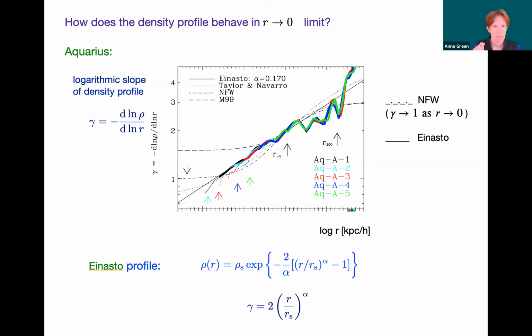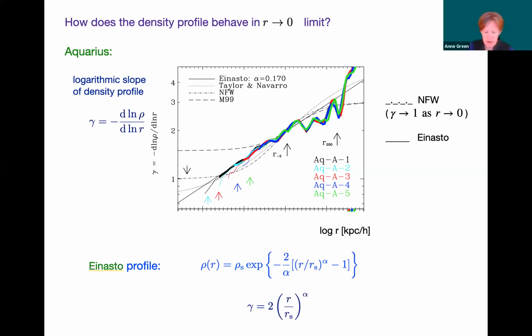r_s is still the scale radius where the logarithmic slope is minus two. And then alpha is a fitting parameter called the shape parameter that controls exactly how this logarithmic slope behaves. So you might well end up seeing this Einasto profile also used for modeling dark matter halos. It's arguably a slightly better fit to dark matter only simulations in the inner regions of dark matter halos. But as we'll see in a moment, these small differences are dwarfed by the uncertainties that come from understanding what the baryons are doing to the density profile.